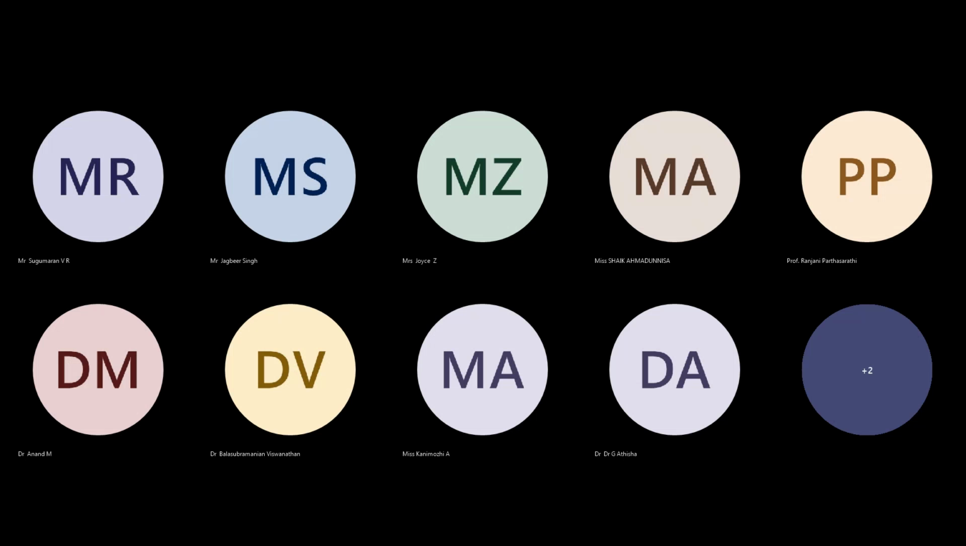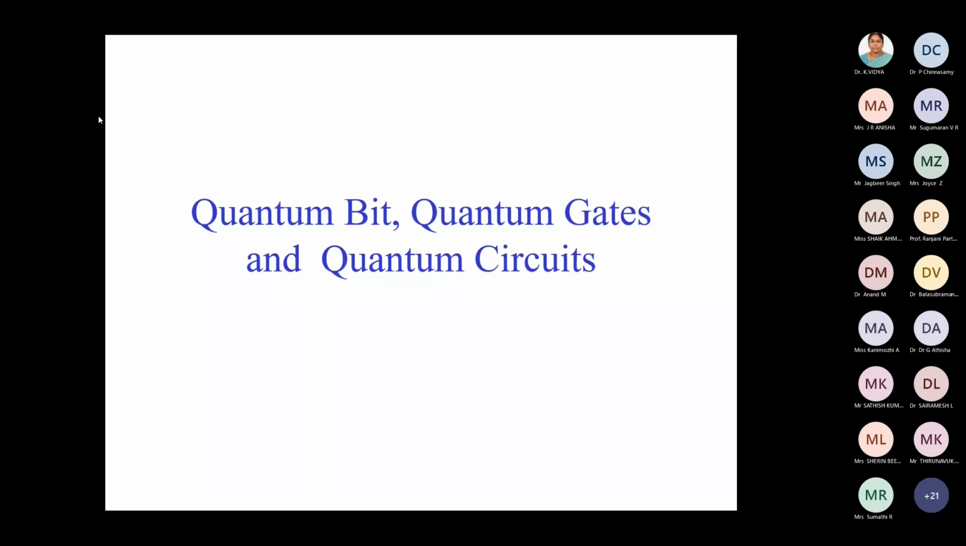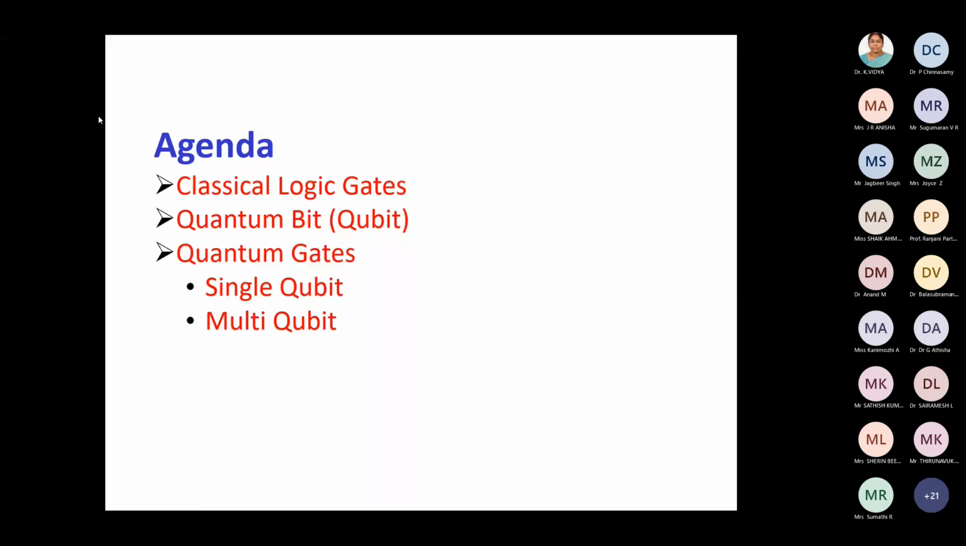It using those gates if time permits. So let's begin with these classical gates first. The agenda is: first we will review classical gates, then understand quantum bits in detail, and then different quantum gates. So there are single qubit quantum gates and multi-qubit quantum gates.